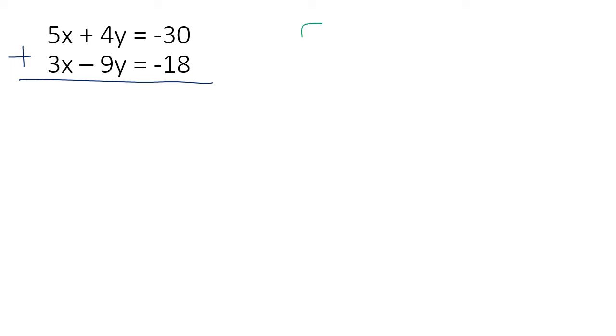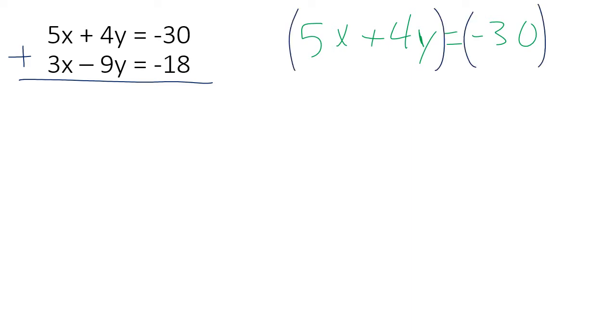So I have 5x plus 4y is equal to negative 30. So again, I want to make the y's both 36. Oh, actually, I want to make one positive 36, one negative 36. Since this 4y is already positive, I'm going to make this one positive. So I got to multiply both sides by the same number. Property of equality keeps it equal. So what am I going to multiply 4 by to make 36? I'm going to multiply by 9.